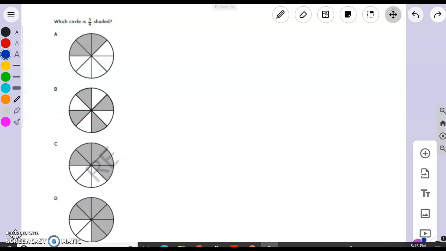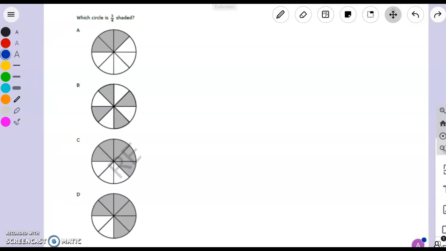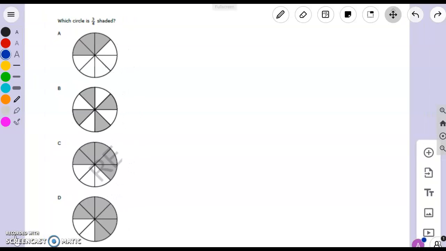So let's look at A. I see that A is divided into 1, 2, 3, 4, 5, 6, 7, 8 parts. So I know that that's going to be my denominator. So my denominator for this is 8. And I can see that 3 of the 8 parts are shaded. So A represents 3/8.